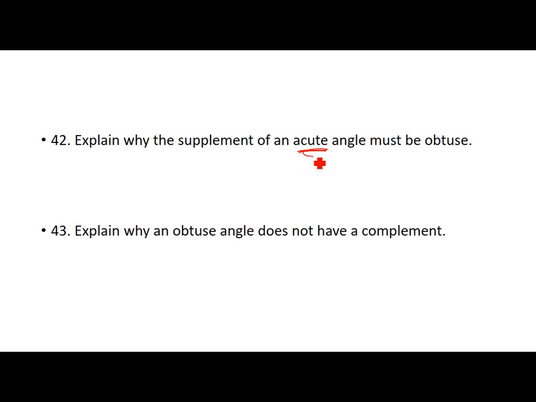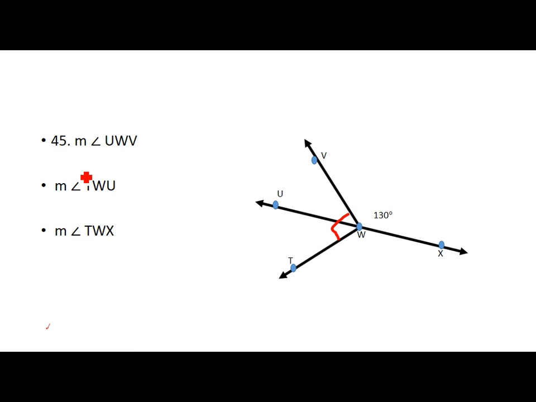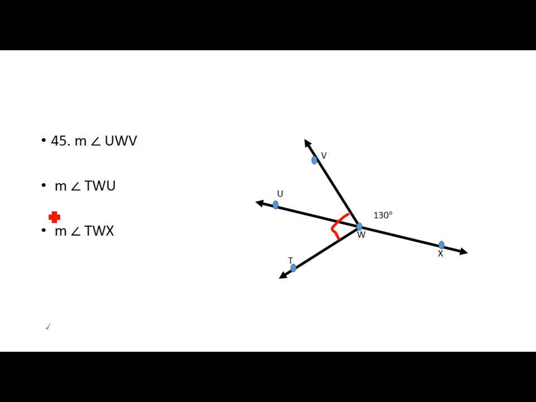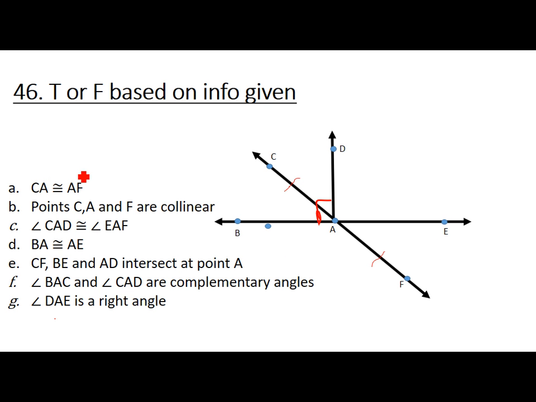Explain why an obtuse angle does not have a complement. We just talked about that. It's too big. It's already got more than 90, right? So it can't be. Can you have a right angle and an obtuse? It would be too much, right? If they were supplementary. If it's a right angle, what's the supplement of that? 90. Another right angle, right? So that's the only way that would work out.